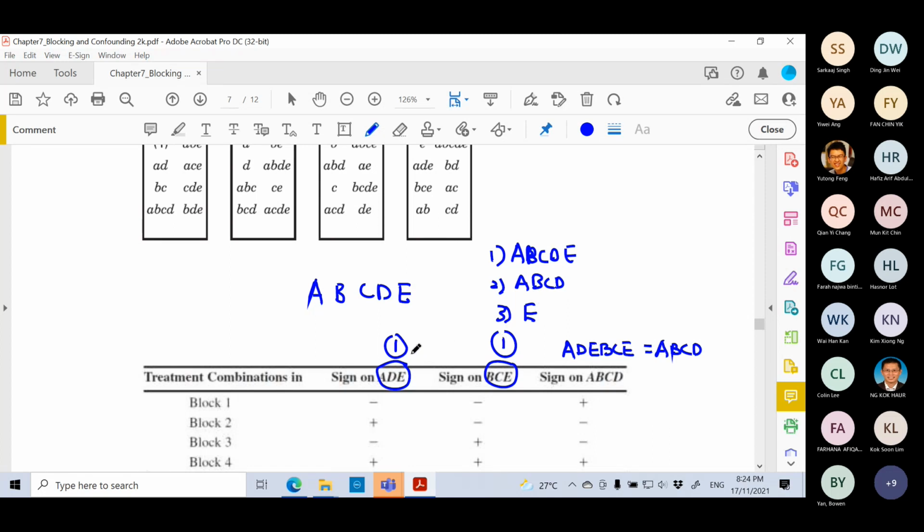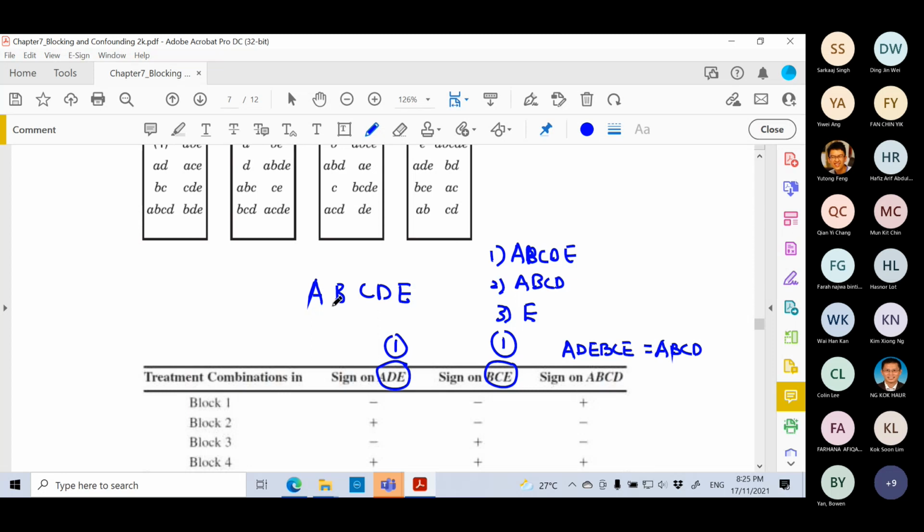Therefore, in this example, we will choose the first one is ADE, BCE, and then finally we get ABCD. So these 3 factors will be confounded together with the block. It means that these 3 factors' information will be lost. Of course, you can choose ABC or other combinations. Make sure that after you multiply these two, they do not consist of the main effect.